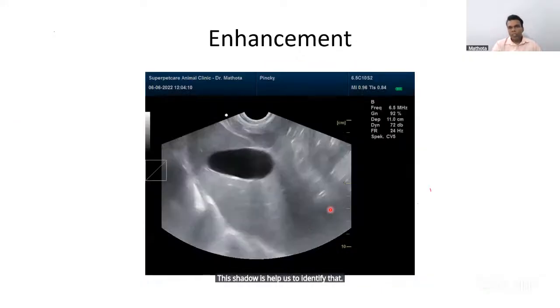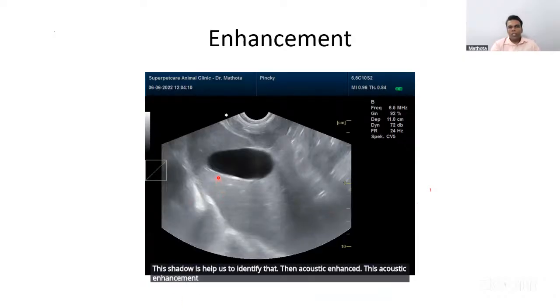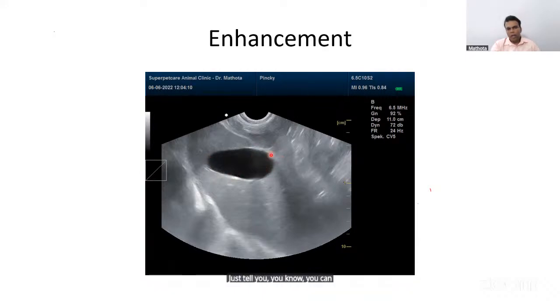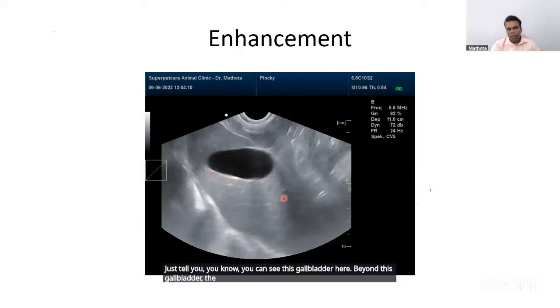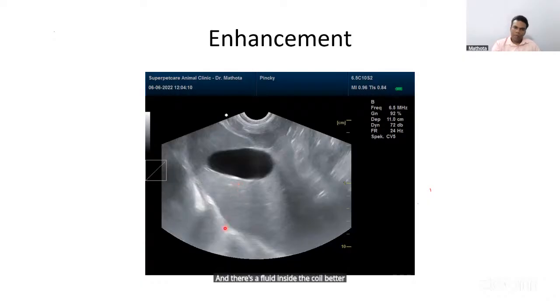Then acoustic enhancement. This acoustic enhancement means, you can see this is the liver lobe. You can see this gallbladder here. Beyond this gallbladder, the liver lobe is bright. This area you can see is a bright hyperechoic area. This area is hyperechoic compared to other liver lobes. This is called acoustic enhancement because of the fluid inside the gallbladder. When there's fluid inside the gallbladder, you will get this type of acoustic enhancement.